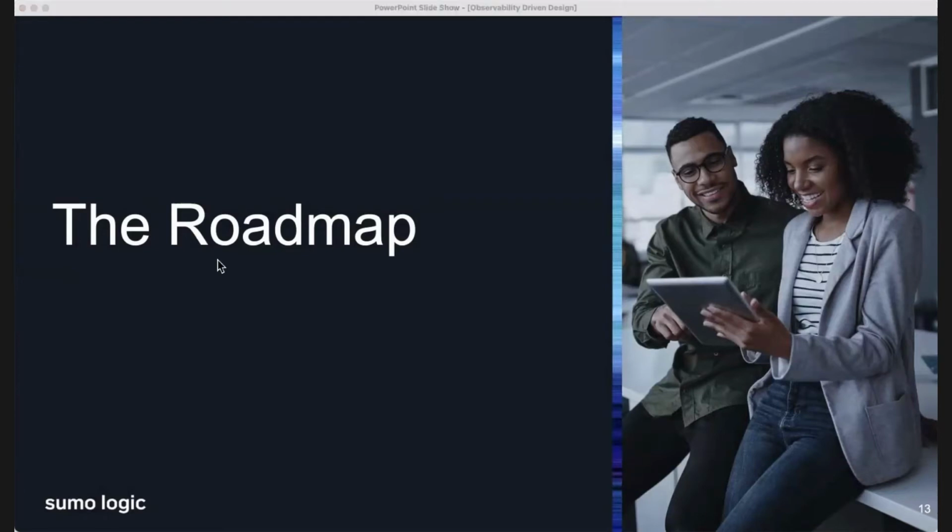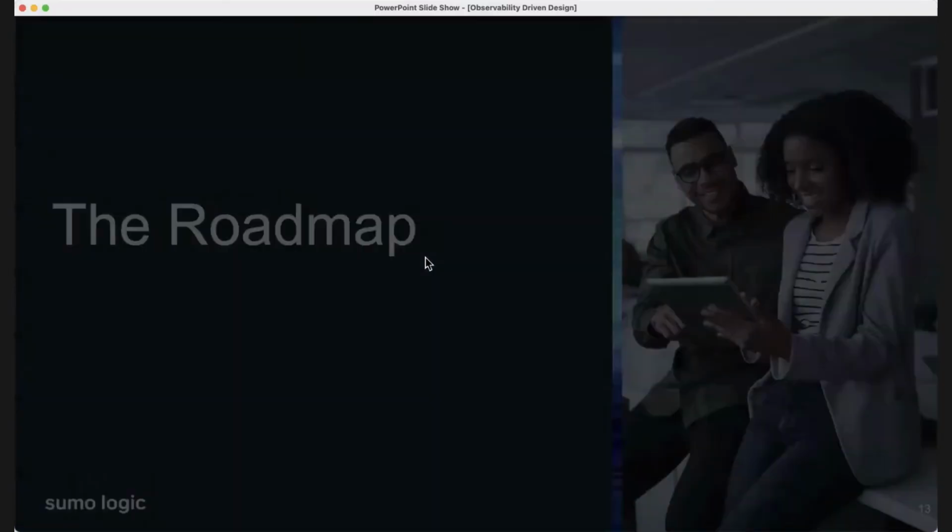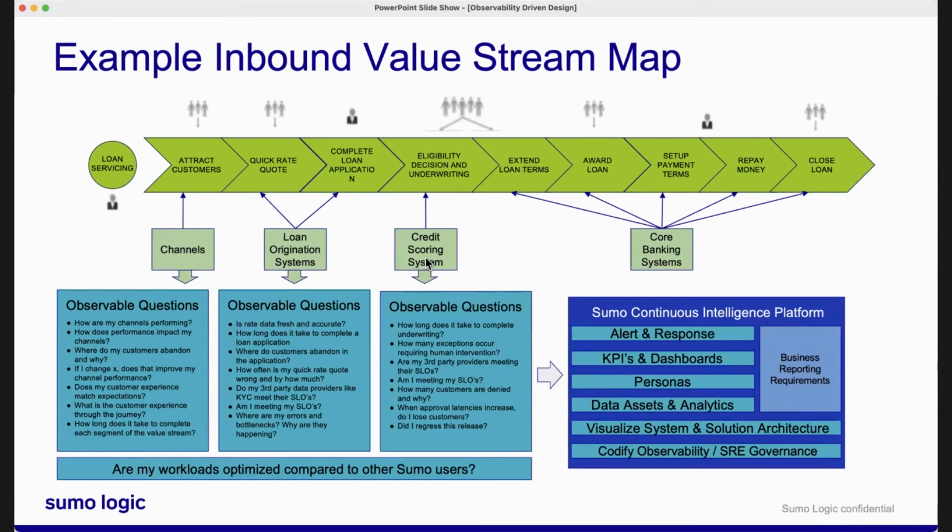Fantastic. Now, let's talk just a few minutes about the roadmap. When it comes to the roadmap, there are a few ways that we can go about it. Typically, what we'll do is we'll start with an inbound value stream analysis. This is where we look at all of the segments in the organization around which value stream is designed. We look at the personas. We find out what's important. What do you need answers to? What are you having trouble or struggling with getting answers to today?